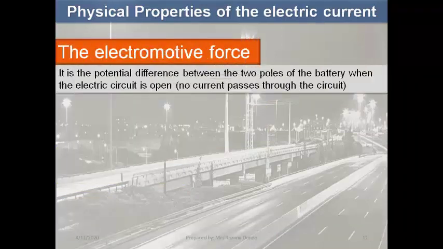The electromotive force is the potential difference between the two poles of the battery when the electric circuit is open, so no current passes through the circuit. As you might see, the batteries have some values, maybe 1.5 volt or 3 volts. These numbers which you see on the battery before putting the battery in the electric circuit, this is what we are going to call the potential difference between the two poles of the battery. These values are written on the batteries.